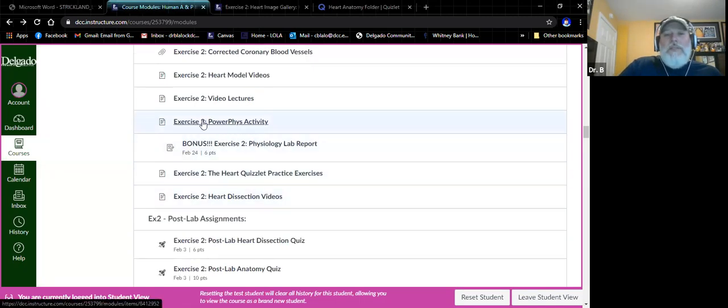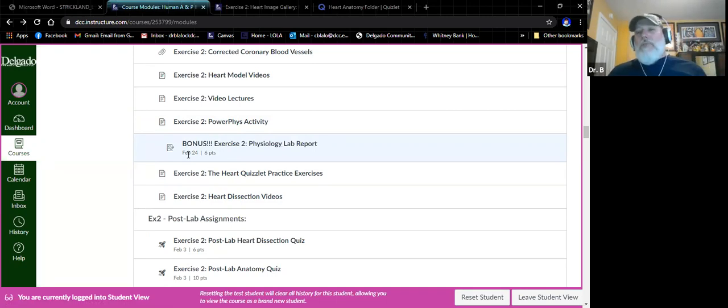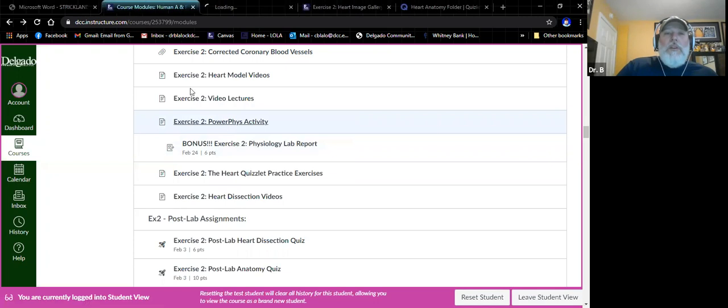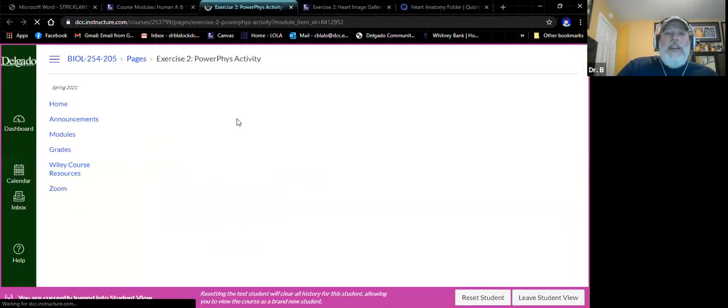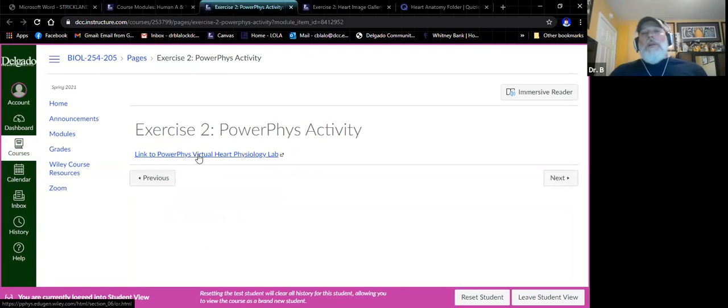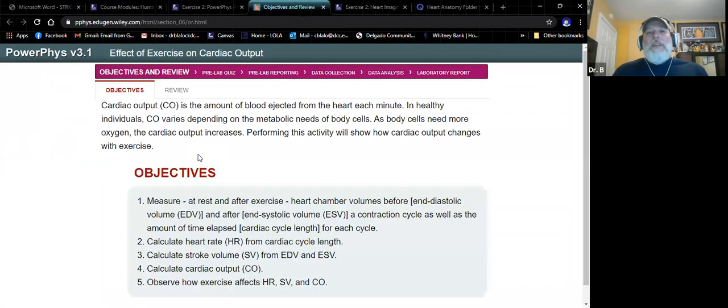This Power Phys activity right here is tied to this physiology lab report. Now, the lab report is not due until the end of next month, okay? So it's not due until after we do the physiology exam. And this is 6 bonus points on the physiology test. What you're going to do is open up this link, and it's going to take you out to another resource, and it basically is going to give you a lab activity like we would do in class. The lab activity we would typically be doing in class is discussing cardiac output.